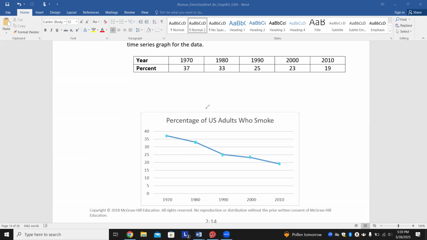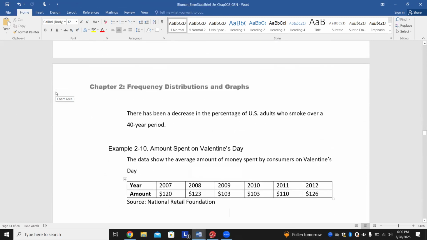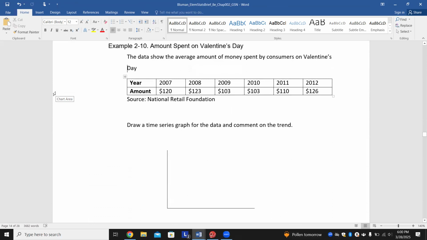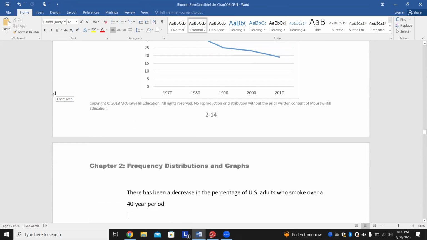And then from that data, you can then conclude some things. Again, draw conclusions off of facts. Doesn't mean you're right. It's just a conclusion that you are drawing. So we could say there has been a decrease in the percentage of U.S. adults who smoke over a 40-year period. That's what we can pull from this data.